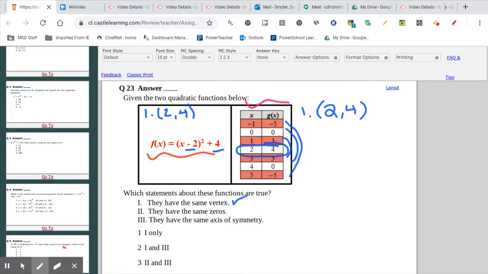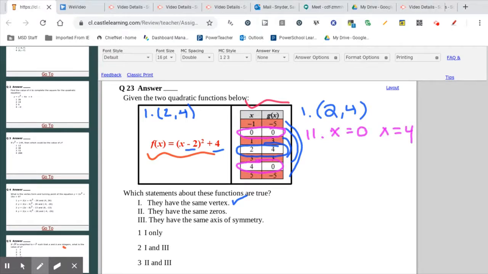Number 2, they have the same zeros, so we have to check those out. Our zeros on the left side, we're actually going to have to either put it into our calculator or we're going to have to put it in standard form and then factor. So I'm going to find the right side first for the simple fact that it's easier to find. So remember, your zeros are when the y value is 0. So here's one of our zeros, and here's one of our zeros. So that's where x is 0 and x is 4.